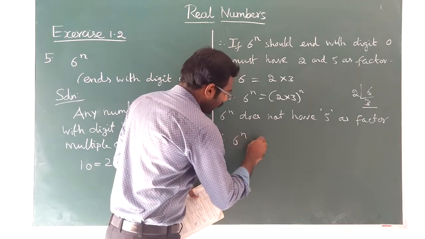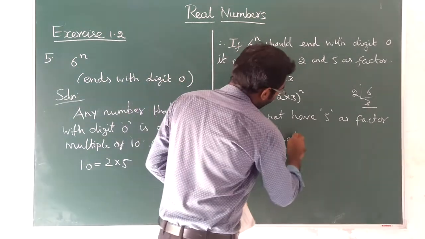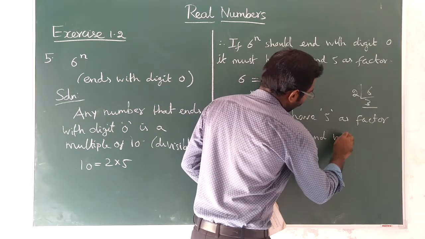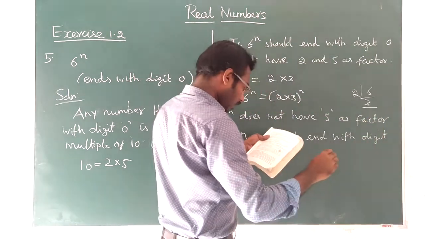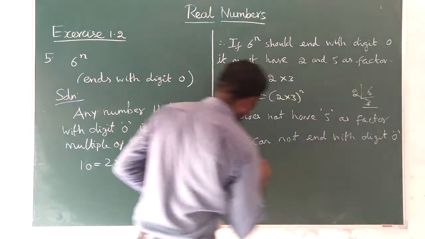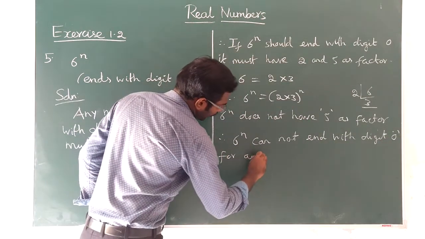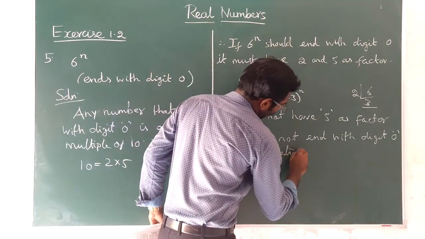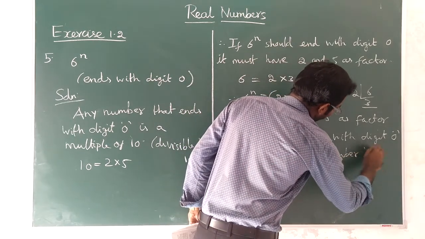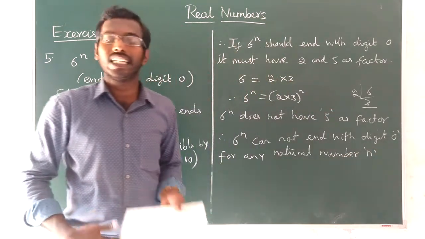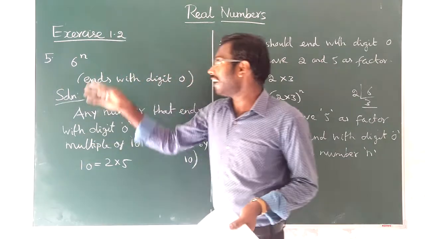Therefore, 6 power n cannot end with digit 0 for any natural number n. Understood or not? It's very simple. They may give any number.